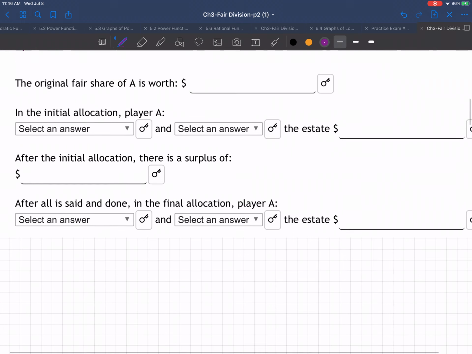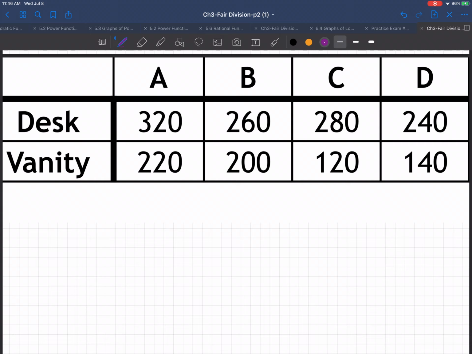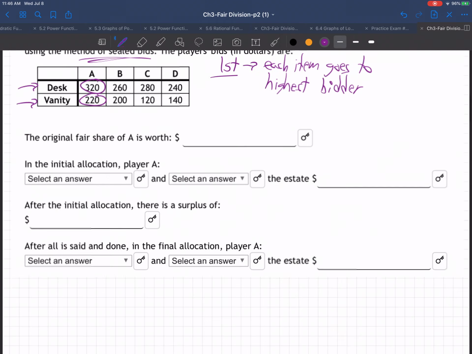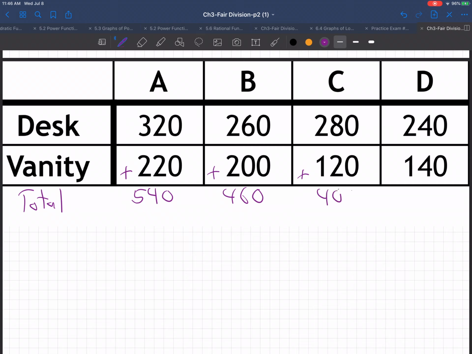So let's go to it. So here we are down here. I made it a little bigger so we could go through the steps. After we've decided who gets what, we have to begin the table. So let's find the totals first. Add these up. This is going to be 540. Add these up. 460. We're finding the total amounts of their bids. They all bid. We're adding these up now. What's this one going to be? It's 400. And this one's going to be 380. Okay, so there's the total amounts of their bids.